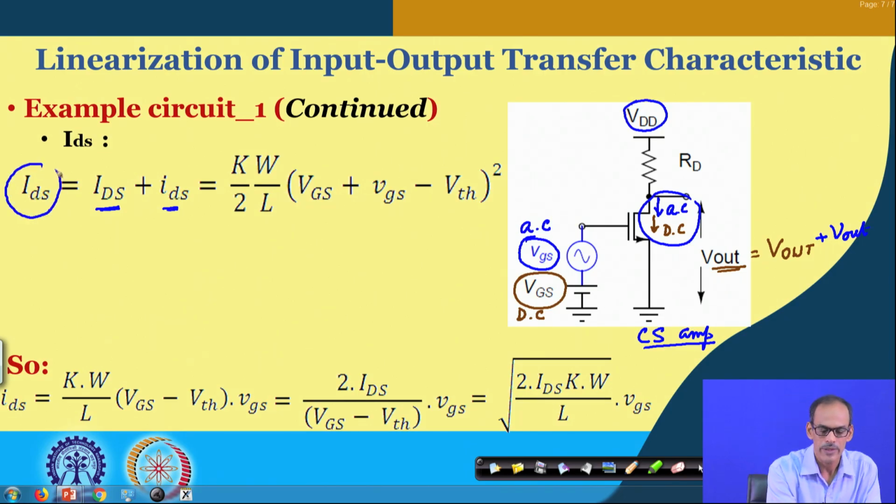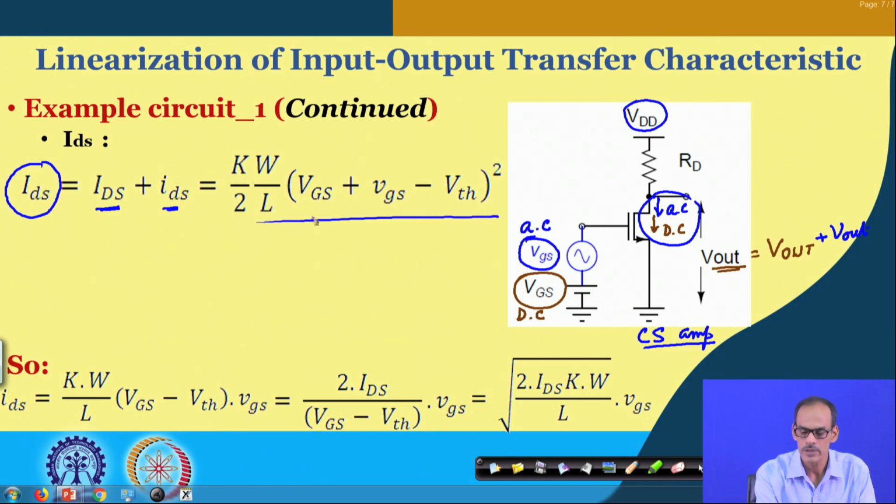So, the total current flowing from drain to source of the transistor can be obtained by considering the same equation. The only thing is that the VGS part we are splitting into two parts, one the DC part and another the small signal part; the rest of the things are the same. To know what kind of effect is coming here, if we expand this equation, we can probably get the exact one, and also the corresponding linearization.